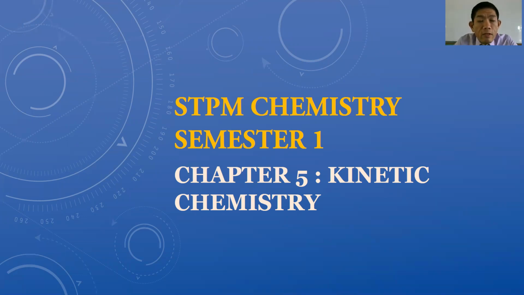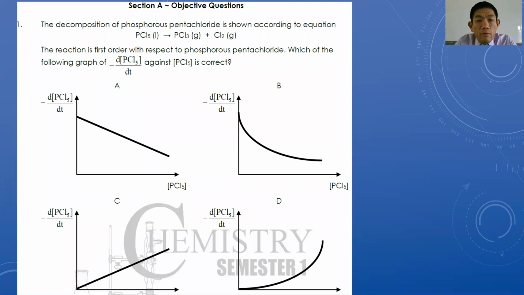So we are going to start with the discussion for the objective questions. So let's begin. Number 1, decomposition of phosphorus pentachloride is shown according to the equation below. The reaction is first order with respect to phosphorus pentachloride. Which of the following graph is a graph of negative d[PCl5]/dt against [PCl5]?